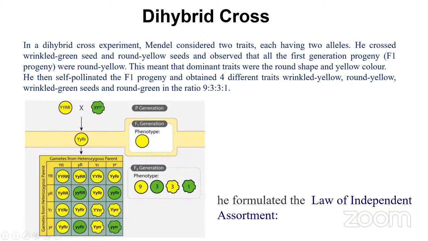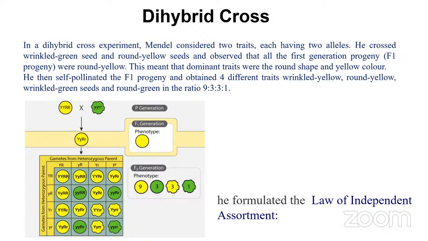So this experiment showed two important things: that wrinkled and green are recessive. That means in order for that phenotype to be expressed, everything needs to be present in the homozygous condition. That means no capital Y or capital R should be there, because only small y will lead to the formation of green, and small r will lead to the formation of wrinkled shape.